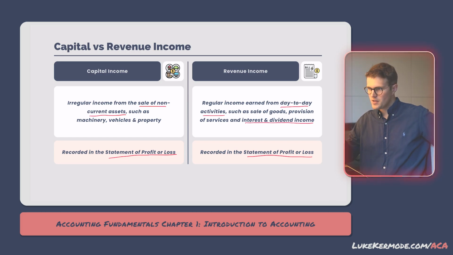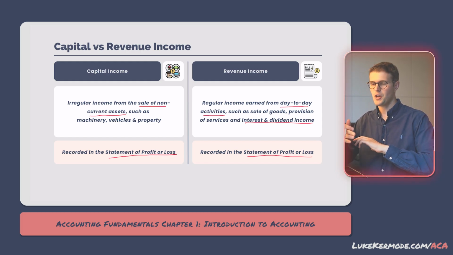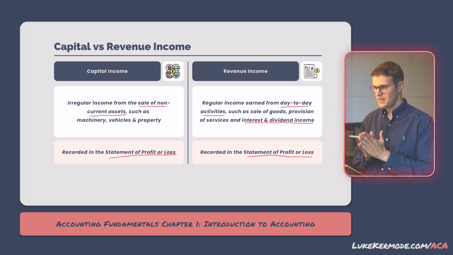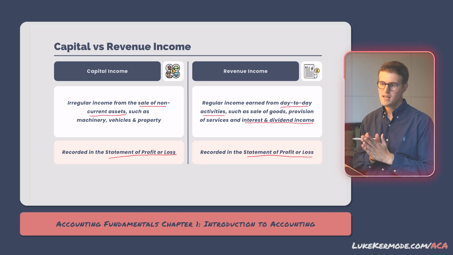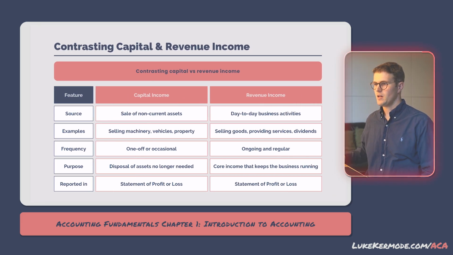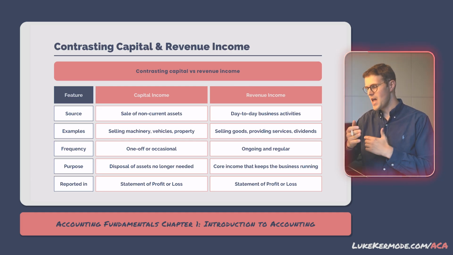So to summarise, capital income comes from selling non-current assets the business no longer needs, and it's typically associated with a one-off event. Revenue income, on the other hand, is the regular income the business earns from its core activities, and both of these types of income are recorded in the income statement. So let's make the distinction between capital and revenue income crystal clear by looking at a table which compares the two.